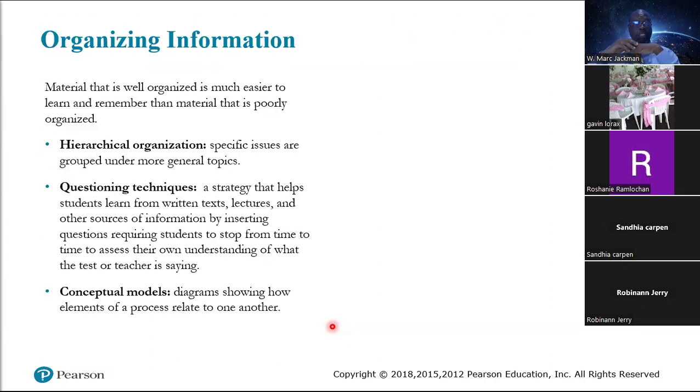Information can be organized to be learned in a hierarchical fashion, like we spoke about the categories. Or you can use a questioning technique: you have your lecture notes and you write questions, and from time to time you stop to answer these questions and assess whether you're learning. Then you have conceptual models, where you convert the information that you have studied into the form of diagrams, so that it can be processed at a later time.